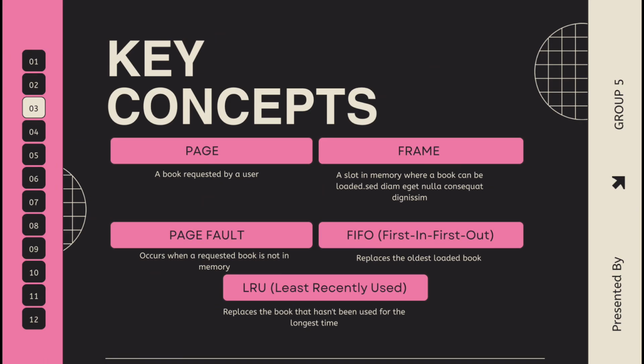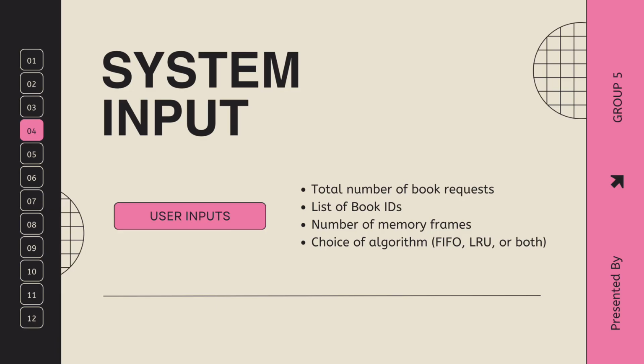In our simulator, the user needs to provide the number of book requests, the book IDs as numbers, and the number of memory frames that are available. And finally, the choice of algorithm: FIFO, LRU, or compare both.